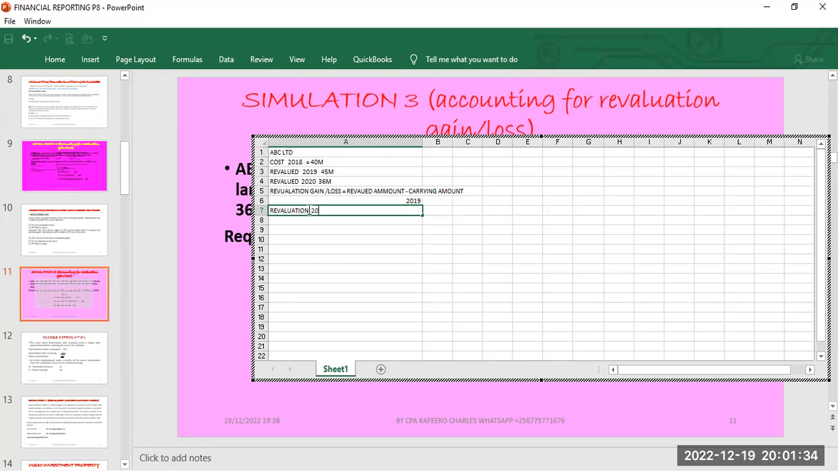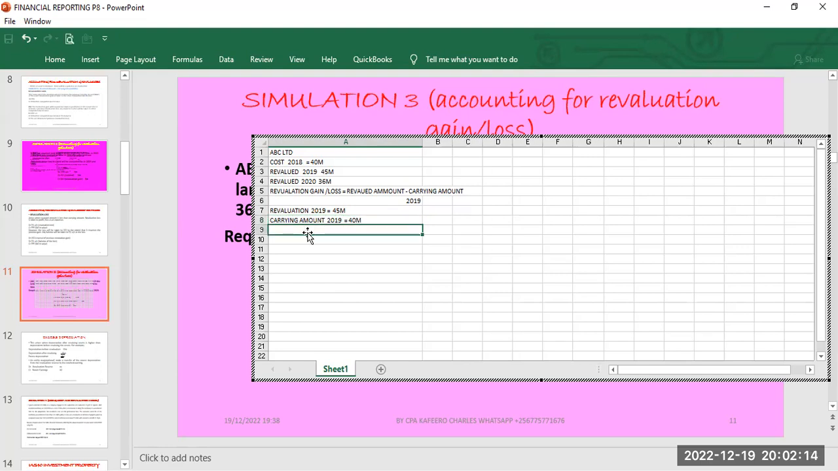The valuation in 2019 was 45 million. Then the carrying amount, since this is still the same non-depreciable asset, will remain the same. The carrying amount for 2019. In some questions, they may give the carrying amount of the asset at 2018, so you make sure you convert it up to 2019, which is 40 million.